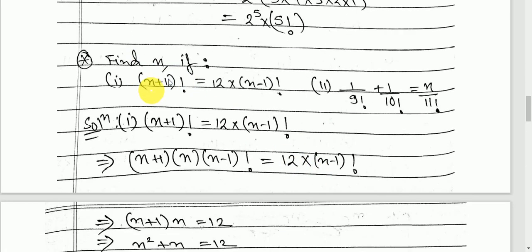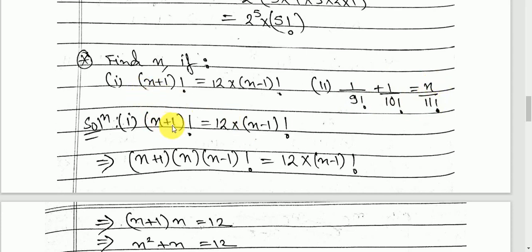Next, find n if factorial n plus 1 is equal to 12 into factorial n minus 1. You have to find the value of n if you have got this. Same for this also: 1 upon factorial 9 plus 1 upon factorial 10 equal to n upon factorial 11. So let us start with number 1.